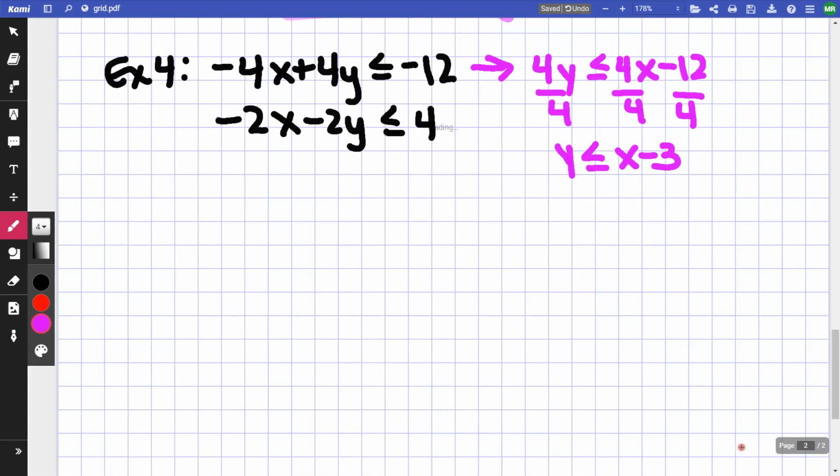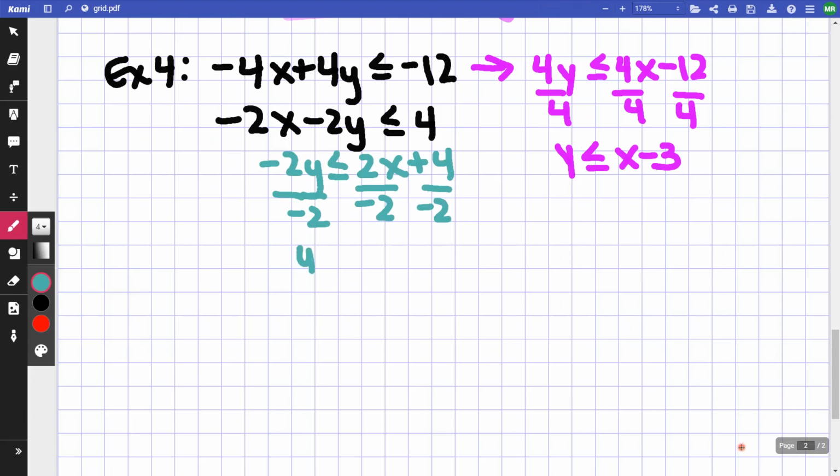Now, for my second one, I'll make this one my teal one. I'm going to be adding 2x to both sides. So I'm going to get a -2y is less than or equal to 2x plus 4. I'm going to divide by a -2 on all parts. And remember, when I divide by a negative, that's going to switch the direction of my inequality. Again, because I'm dividing by a negative. So this is going to be y is greater than or equal to -x minus 2. So these are the two graphs I'm going to be graphing, okay?